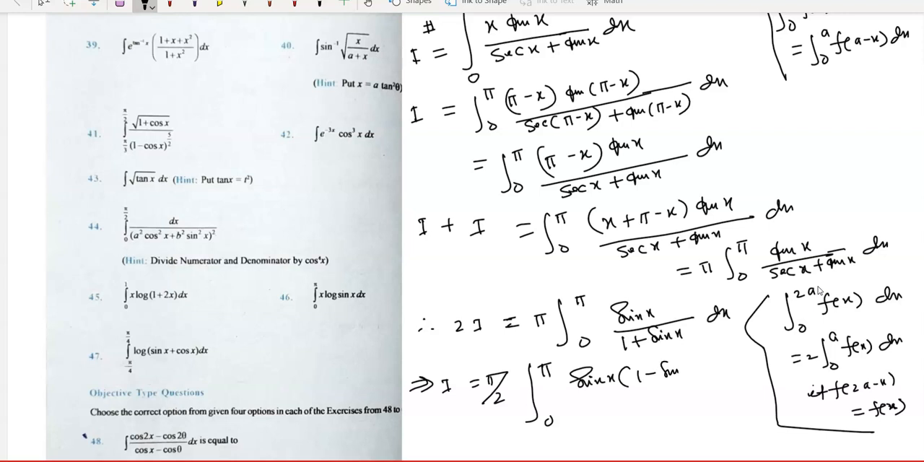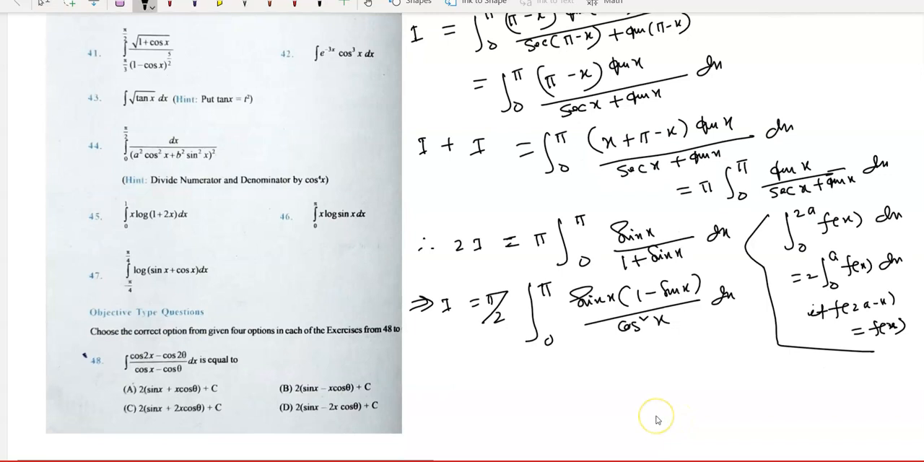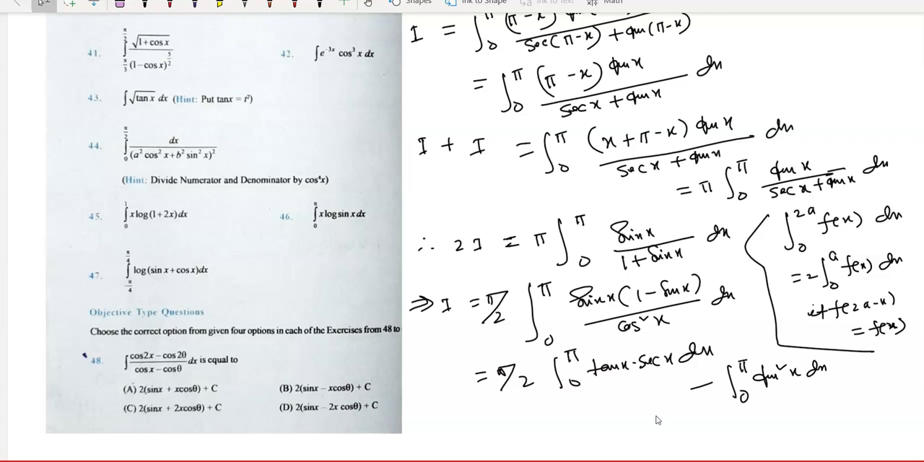Sin x into 1 minus sin x will be there by cos square x dx. So this will be 0 to pi, sin x by cos square x, which will be tan x into sec x, minus sin square x by cos square x, 0 to pi. Alright. So it will be pi by 2 only.